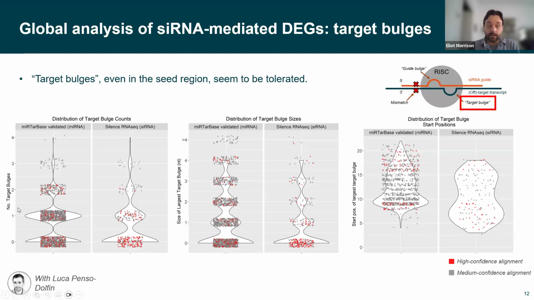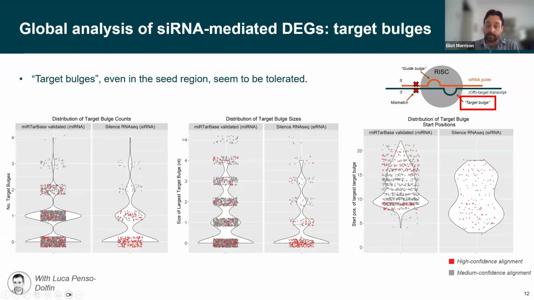First, we took a look at the number of target bulges that we saw in these alignments. On the right pane is the siRNA alignments from the RNA-seq data. You can see that the majority of these alignments feature no target bulges, which is what I would expect. However, quite a few do, in fact, feature at least one target bulge, which was interesting. This is also compatible, on the left pane, with the microRNA alignments. This is quite well established in microRNA biology, where you can get these kinds of target bulges happening quite frequently. So that was good to see.